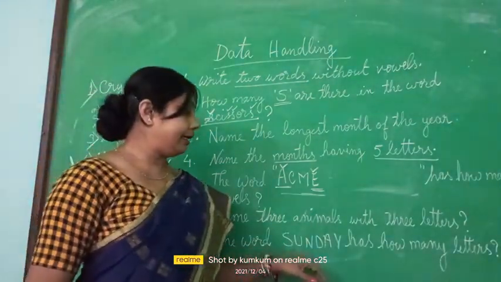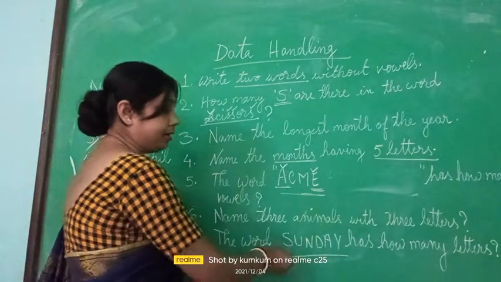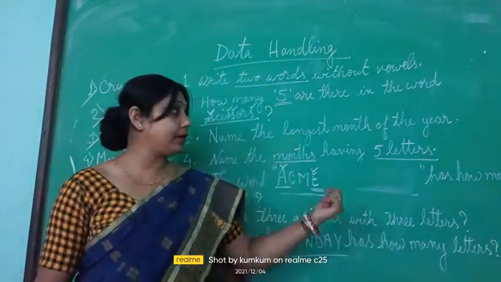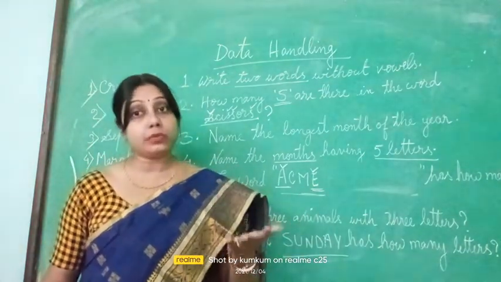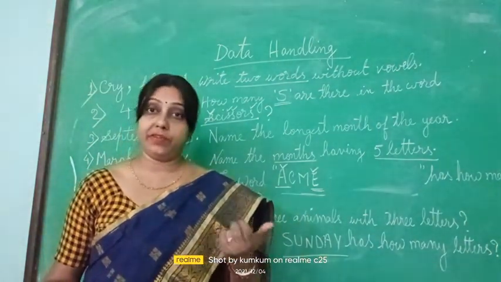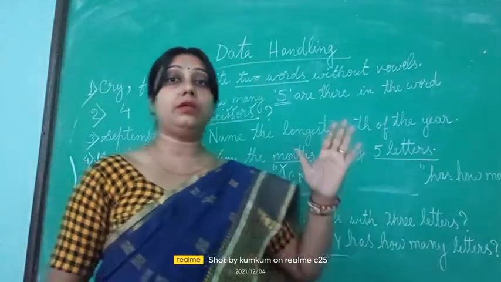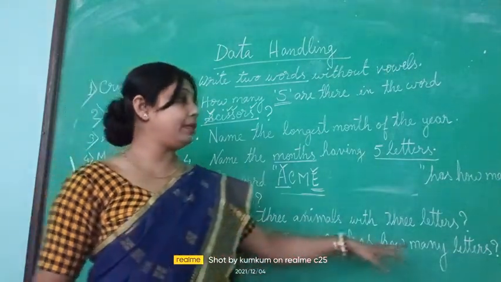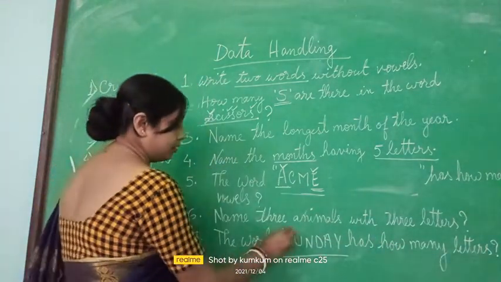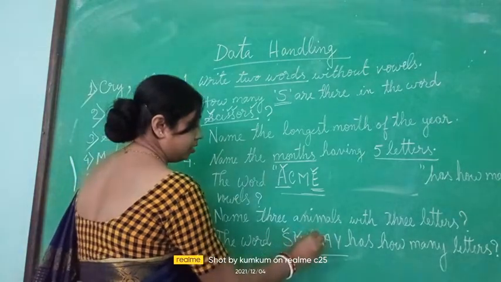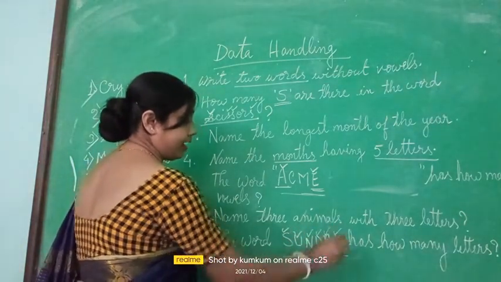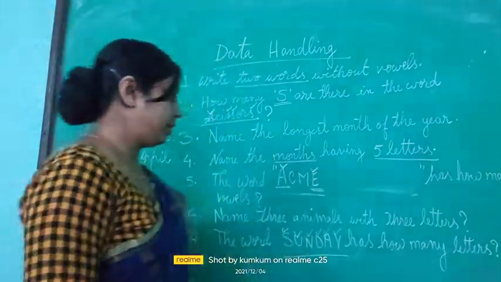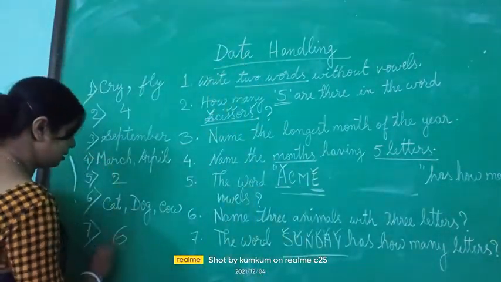Now number 7. The word Sunday has how many letters? The word Sunday, you may be asked about vowels, you may be asked how many consonants are there. So you have to be very specific and very serious when you are doing the data handling questions. So the word Sunday has how many letters? See, 1, 2, 3, 4, 5 and 6. So 6 letters are there in the word Sunday.